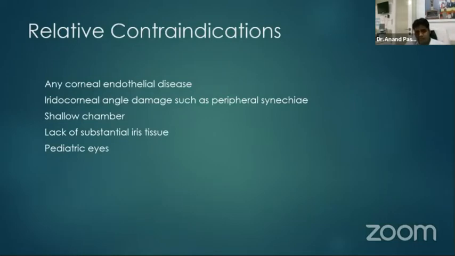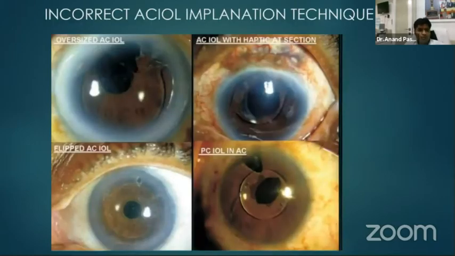Even these IOLs are not foolproof, because they're relatively contraindicated in patients who have pre-existing corneal endothelial disease, pre-existing peripheral anterior synechiae, a shallow chamber, significant pre-existing iridectomy, or iris tissue loss. And in younger patients, especially, they are strictly contraindicated in pediatric eyes.